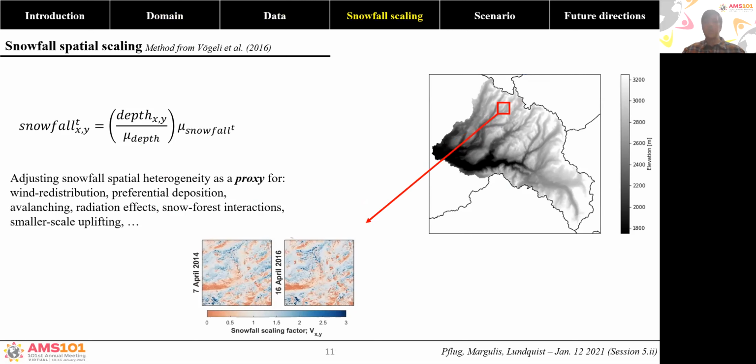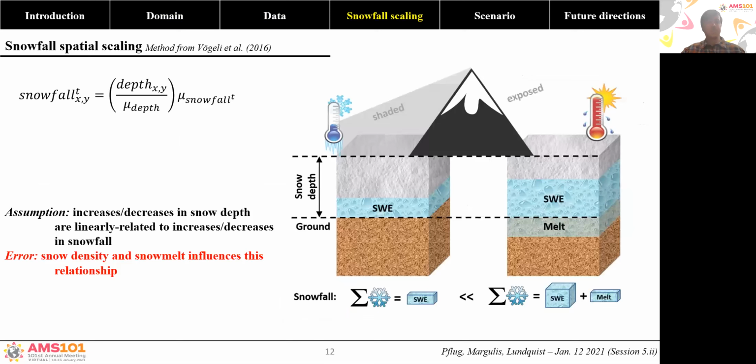Then they actually took that pattern and multiplied by mean snowfall at every time t to generate a snowfall map at every time t in every XY grid cell. So in other words, what they were doing was adjusting snowfall spatial heterogeneity as a proxy for processes not intended to be represented in the model. So these are processes like wind redistribution, preferential deposition, avalanching, and other effects not captured in the model.